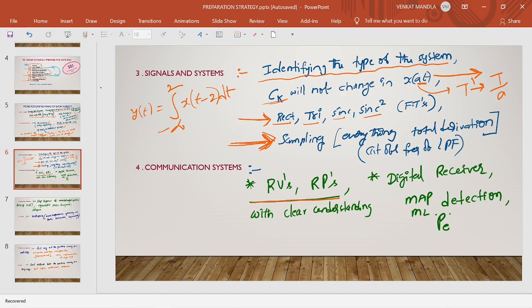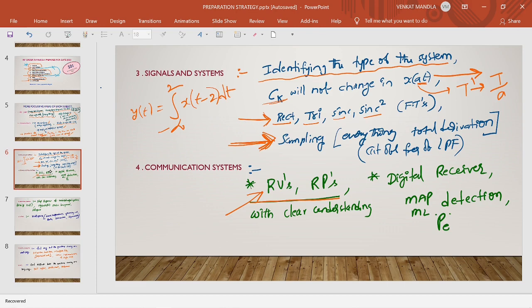So first cover each and everything in random variables and random processes, with a clear understanding. That is important. Please try to put most of your time in random variables and random processes rather than in analog communication, digital communication. You spend more time on this, and then you jump into digital communications. Then you will feel the subject is easy.